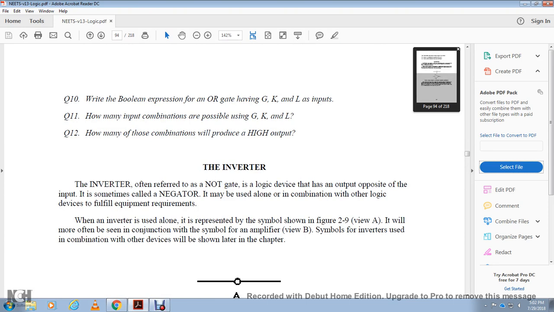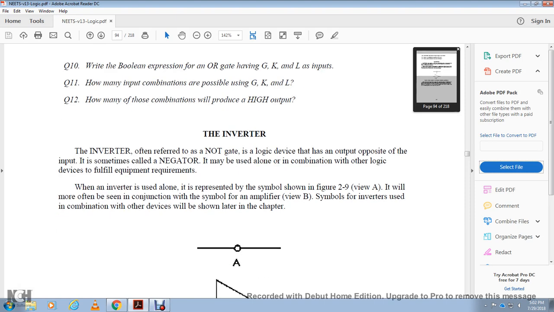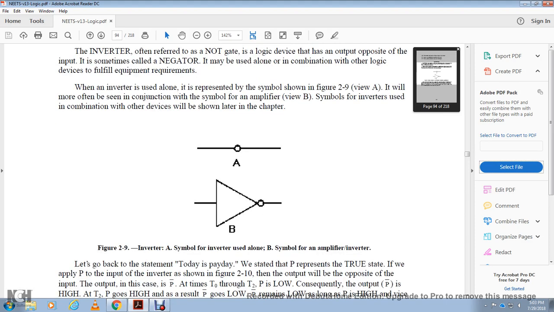Alright, the inverter. The inverter, often referred to as the NOT gate, is a logic device with an output opposite of the input. Sometimes it is called the negator. It may be used alone or in combination with other logic devices. The inverter can be represented alone by the symbol shown in figure 2-9, view A, but will more often be seen in conjunction with the symbol of the amplifier, view B. Combinations with other devices will be shown later in this chapter. A shows the symbol used alone, and B is the symbol of the amplifier inverter.